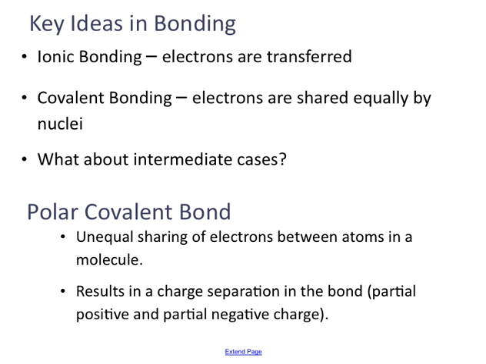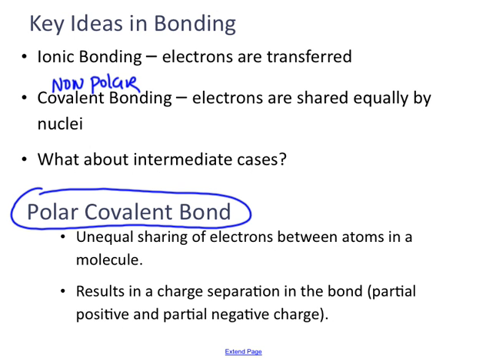Ionic bonding, electrons are transferred. Covalent bonding, this should be really nonpolar covalent, specifically when it says electrons are shared equally by nuclei. And then what about intermediate cases? Polar covalent bonding is huge in AP. We got to know a lot about that. We got to be able to draw something called a dipole moment.